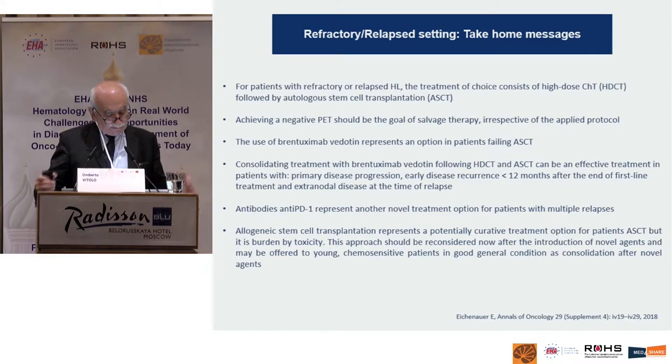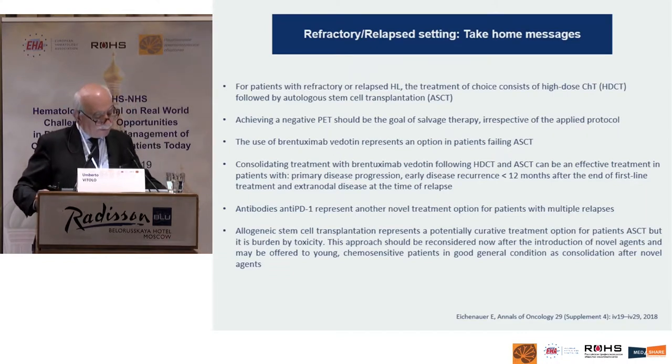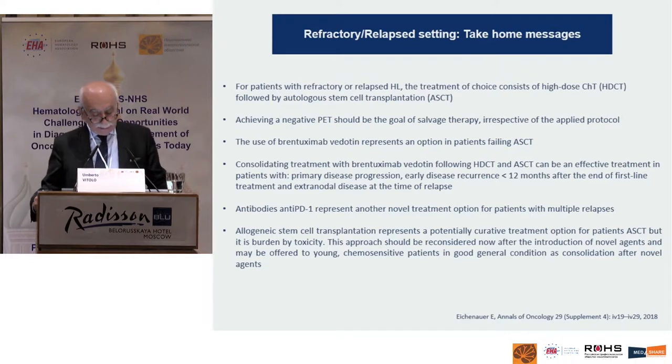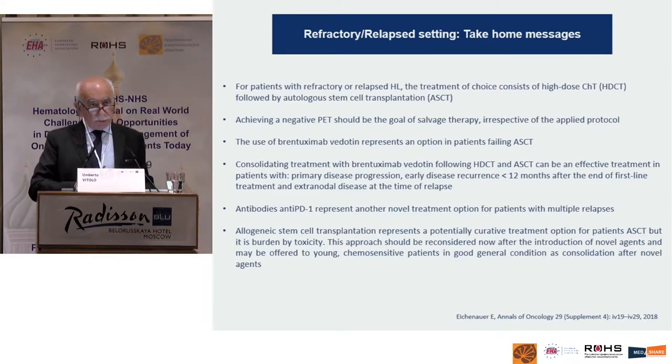So in conclusion, for the salvage treatment, the treatment of choice for patients who failed first line or relapsed is definitely high-dose chemotherapy and autologous stem cell transplant, but our goal is to achieve PET negativity before autologous stem cell transplant. Brentuximab vedotin represents a very good option for these patients, both prior to autologous stem cell transplant to improve the CR rate, or after failing autologous stem cell transplant, and also the consolidation use of brentuximab vedotin could be considered for high-risk patients, and anti-PD-1 inhibitors represent a novel treatment option for these patients.